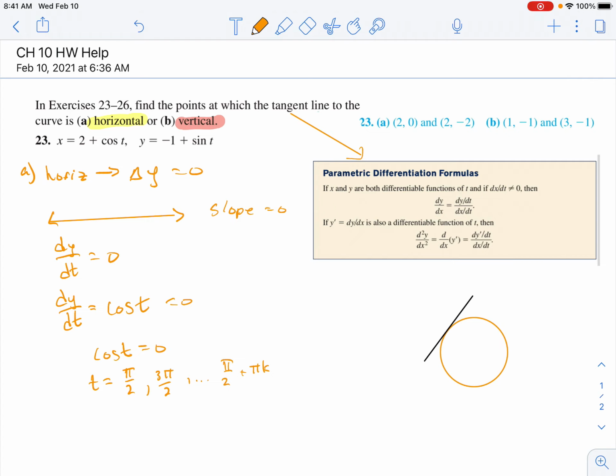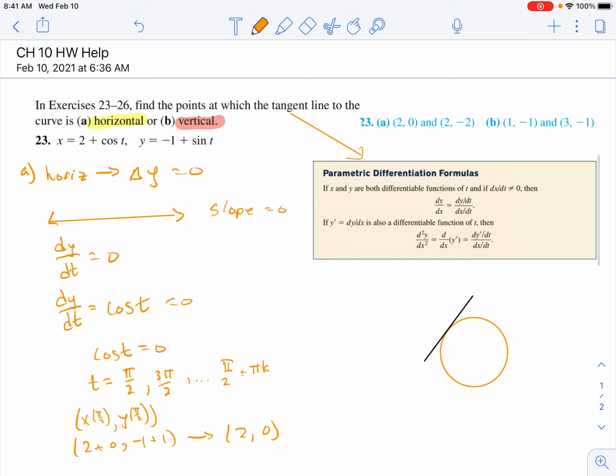But they want to know the points where this occurs. And for the points, that's an xy location, so I need an x and a y. So I need x of pi over 2 and y of pi over 2. If I plug pi over 2 into my x function, I'm going to get 2 plus the cosine of pi over 2, which is, of course, 0. And then comma, -1 plus the sine of pi over 2, which is 1. And so my first point is going to be at (2, 0).